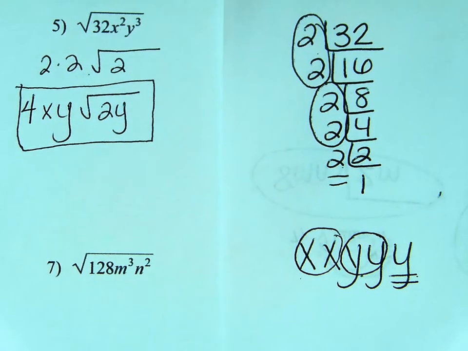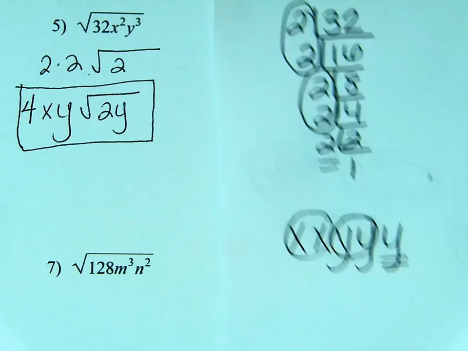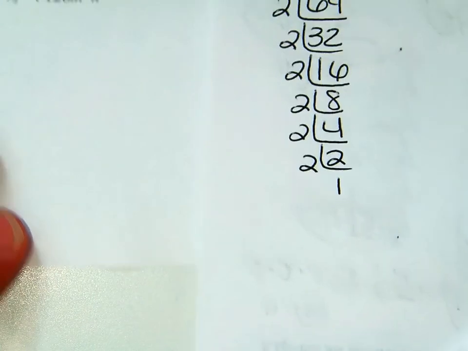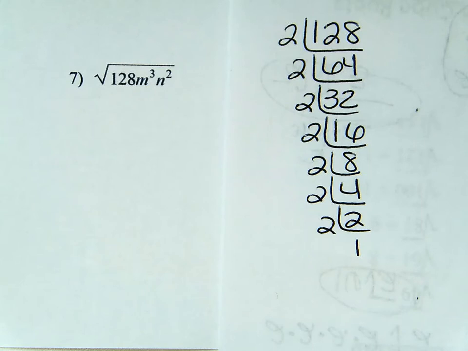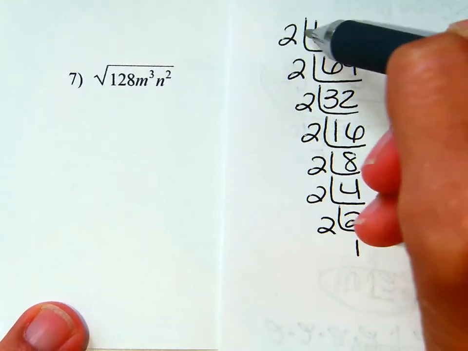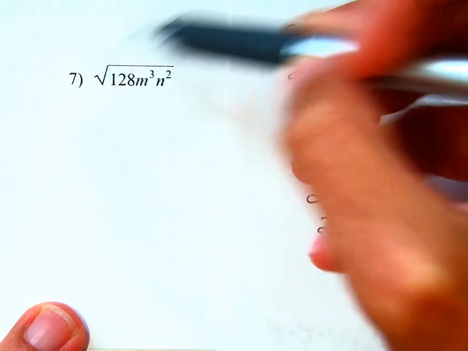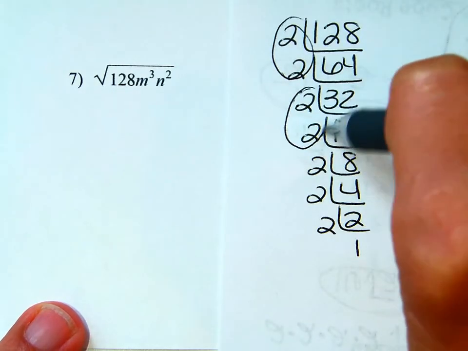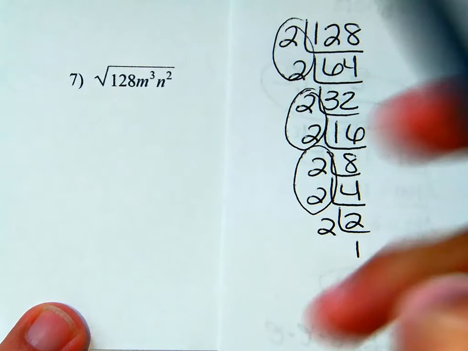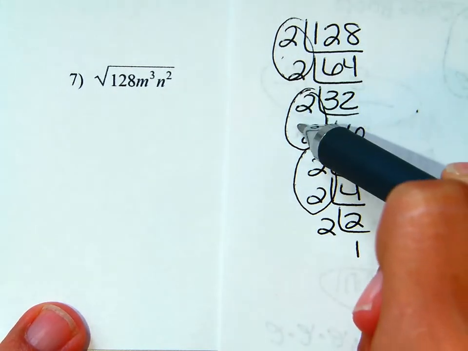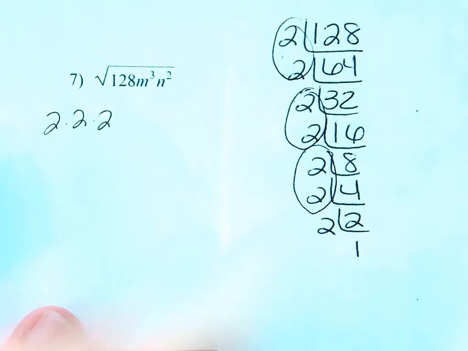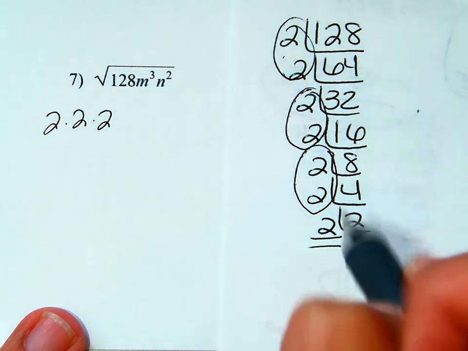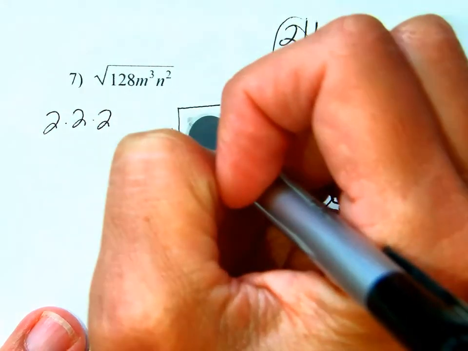All right, on number 7, I'm going to show you a different technique for simplifying those variables. I've gone ahead and I've broken down 128, as you can see here. I'm going to go ahead and circle right now anything that shows up twice because this is a square root. And I can see that I'm going to have 1, 2, 3 2's that come outside of the radical, and I'm going to have 1, 2 that's going to stay inside.